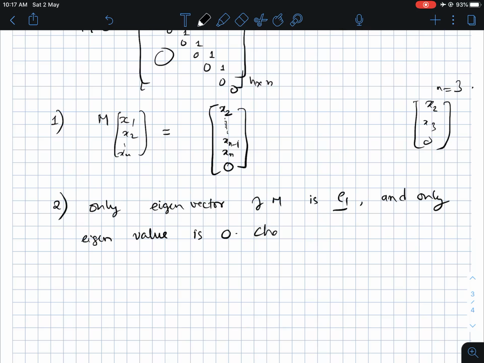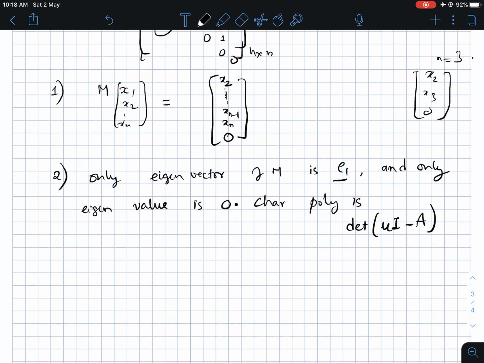The characteristic polynomial of M is lambda to the n. By the way, for the characteristic polynomial, from here on let's use mu as a variable instead of lambda, for reasons I'll mention later. Basically I want to do det of mu I minus A. So mu is my variable for the characteristic polynomial instead of lambda, just for the sake of simplicity and consistency in notation. So the characteristic polynomial in this case is just going to be mu to the n. It's very simple.